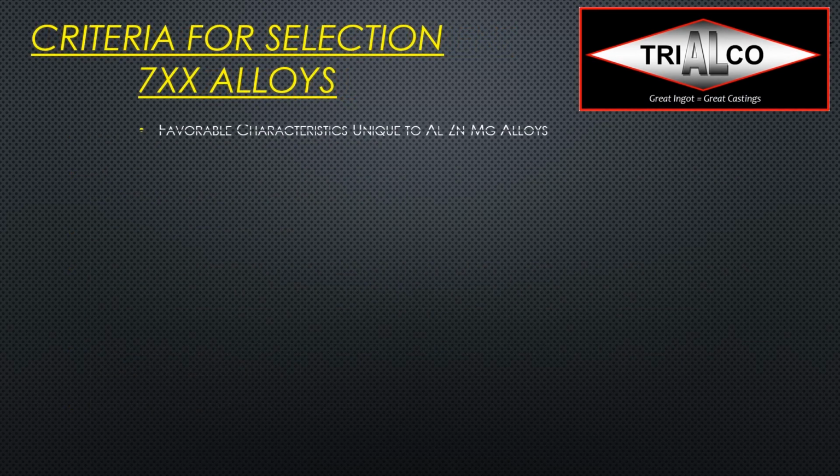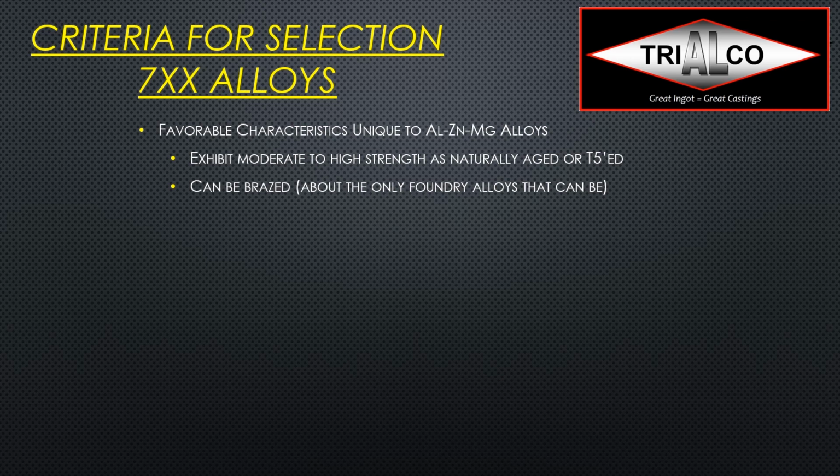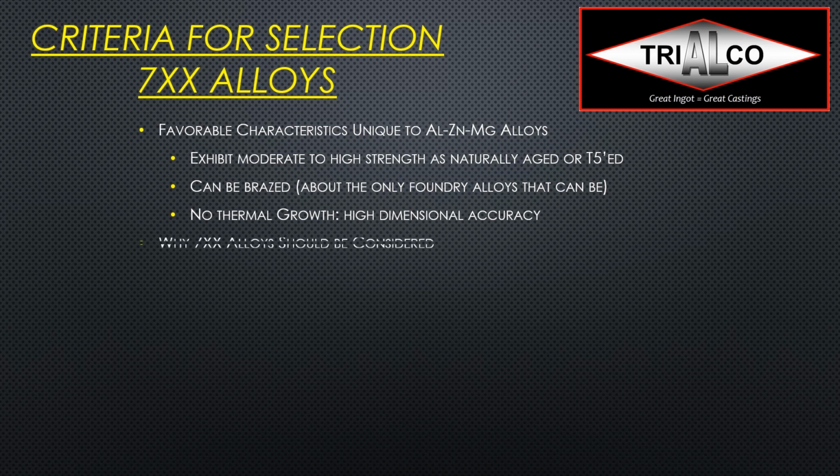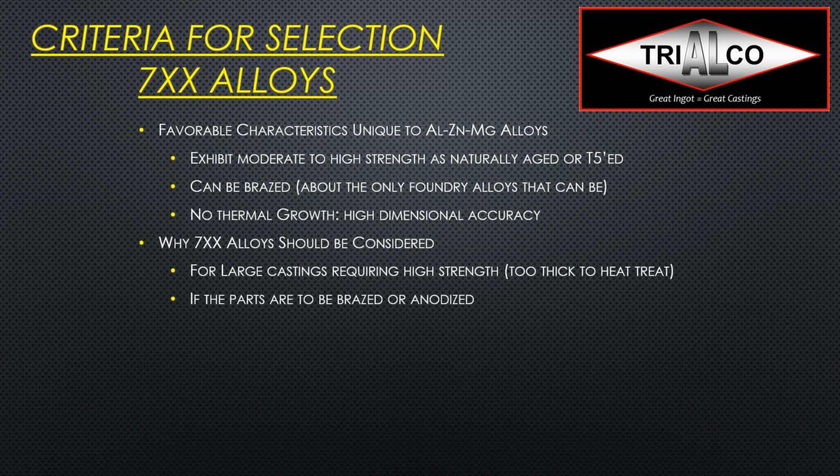What are the criteria for selecting 700 series alloys then? Well, the favorable characteristics are moderate to high strength as naturally aged, or just a T5 alloy. That's actually the one that can be brazed, and it's really the only one in the alloy family that can easily be brazed. We do not see thermal growth, so we have very high dimensional accuracy, and therefore it's ideal for a large casting requiring high strength, and they are too thick to heat treat if the parts have to be brazed or anodized or both.